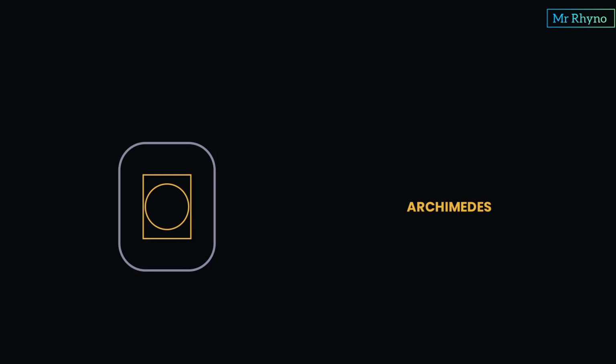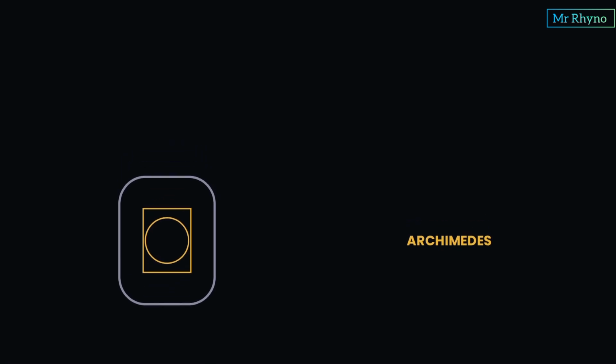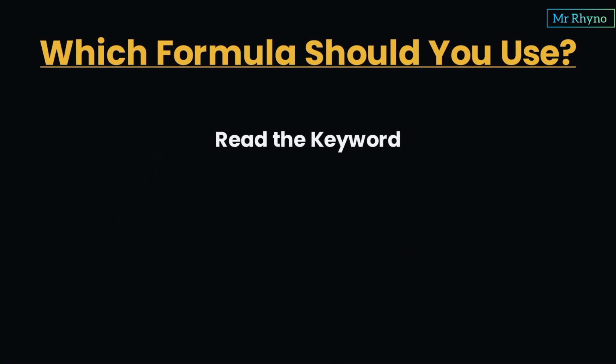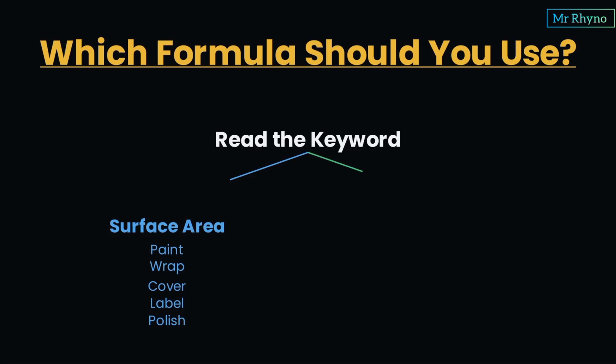Students usually don't fail because they don't know formulas. They fail because they choose the wrong one. Here is the easiest trick. If the question says paint, wrap, cover, label, or polish, use surface area. If the question says fill, store, contain, capacity, or water, use volume. This simple trick will save you many exam marks.